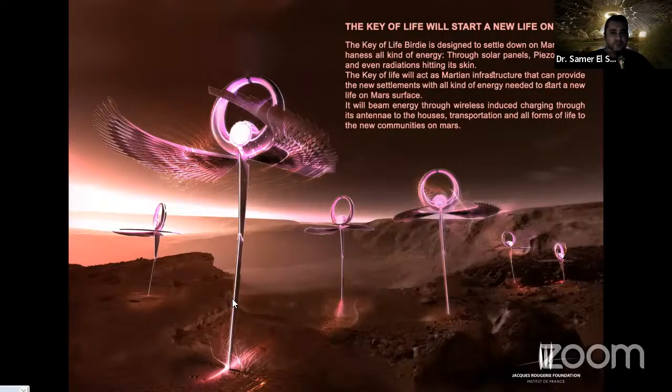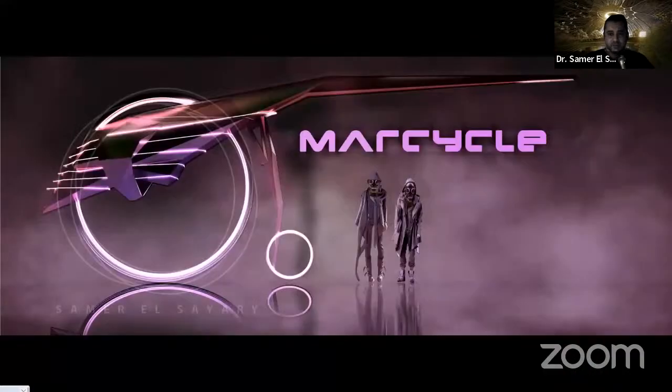It might also function as the main basic infrastructure on Mars. So it will be connecting and covering a much larger area, but it will be functioning in reverse, gaining energy and beaming that energy to the Martian habitats. So this is another version of the Key of Life. And it is called Key of Life, of course, because it will provide life to new habitats, either an orbital habitat or a Martian habitat.